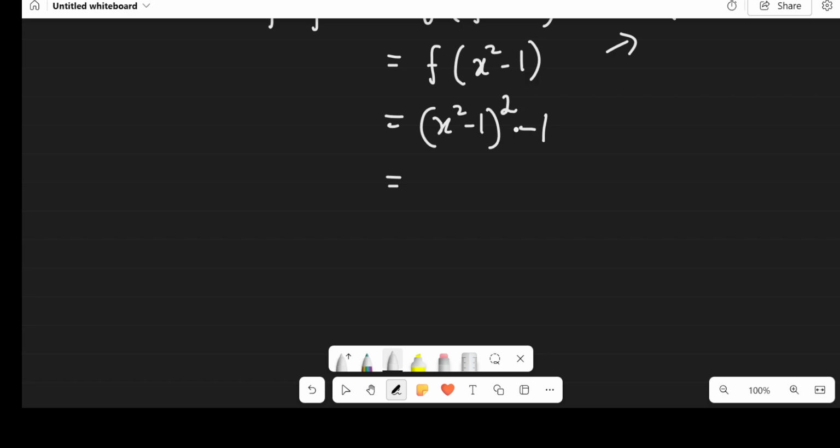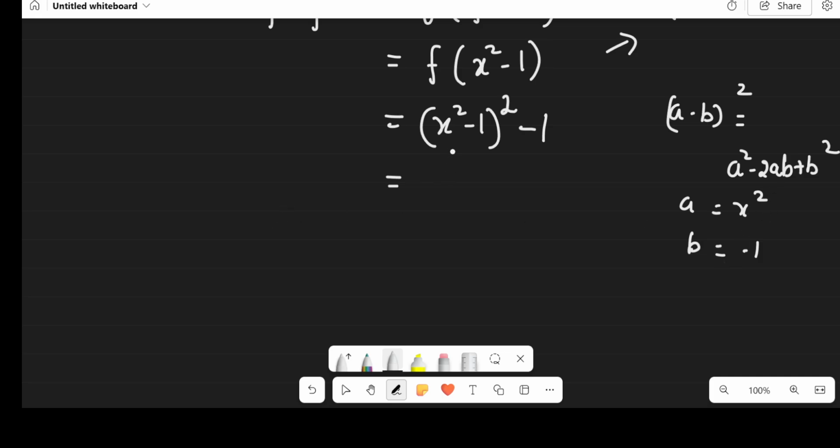Here this is the form of a minus b the whole square. What is the answer of a minus b the whole square? A square minus 2ab plus b square, right? Here what is a, what is b? A is x square, right? B is minus 1. According to this formula, we need to change this.